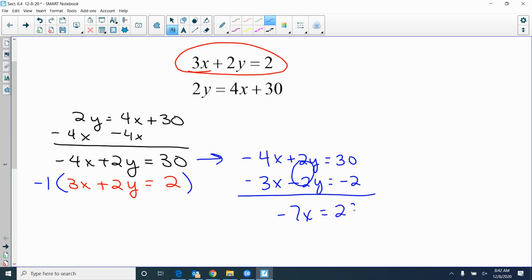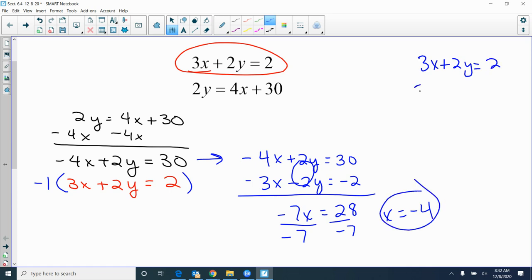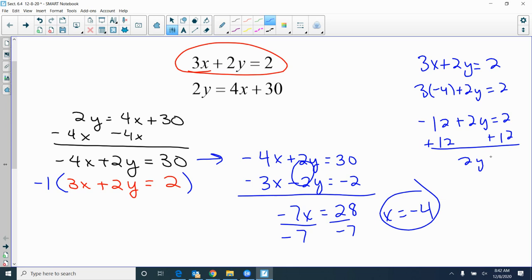-7x equals 28. Divide by -7, and I get x equals -4. And now you got to go back and plug it in to get what y equals. What'd you say y was? 7. So I'm just going to start with 3x plus 2y equals 2. Let x equal -4. And then I get -12 plus 2y equals 2. Add 12. 2y equals 14. Divide by 2, you get y equals 7. So that's how you get -4, 7.